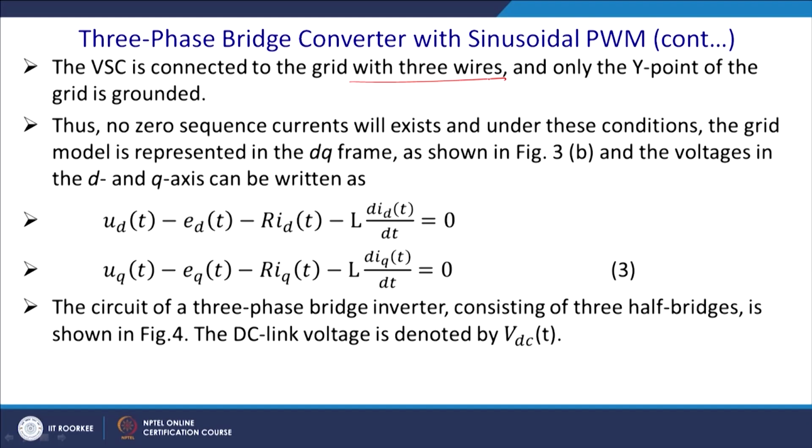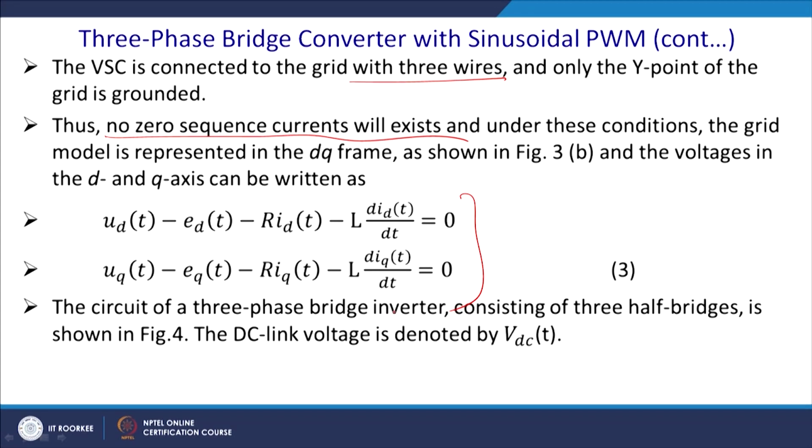In case of the 3 phase bridge converter, let us see with the sinusoidal PWM how it works. The voltage source converter is connected to the grid with 3 wires and only the Y point is grounded. Thus, no zero sequence current exists under this condition, and the grid is represented in a DQ frame as shown in the previous figure 3b, and this is the equation governing it.